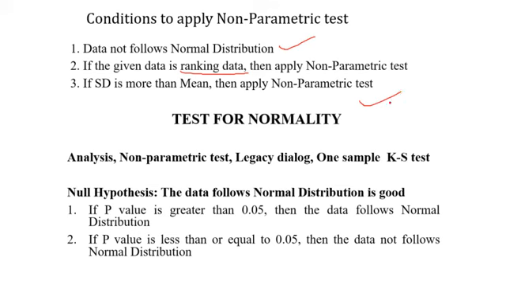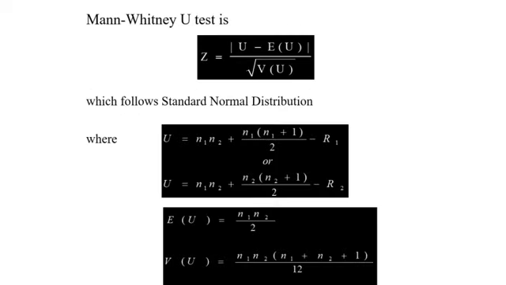So we have to check for normality, and the analysis of the non-parametric test is the way you go in SPSS. The SPSS path is mentioned here, and then you will look at these p values, which we have already seen. The p value should be greater. Then the Mann-Whitney test formulas are mentioned here.